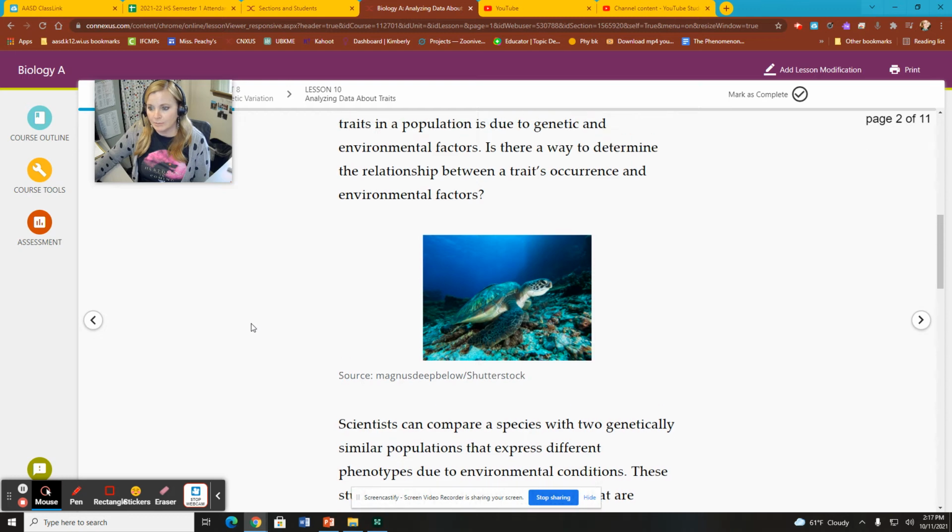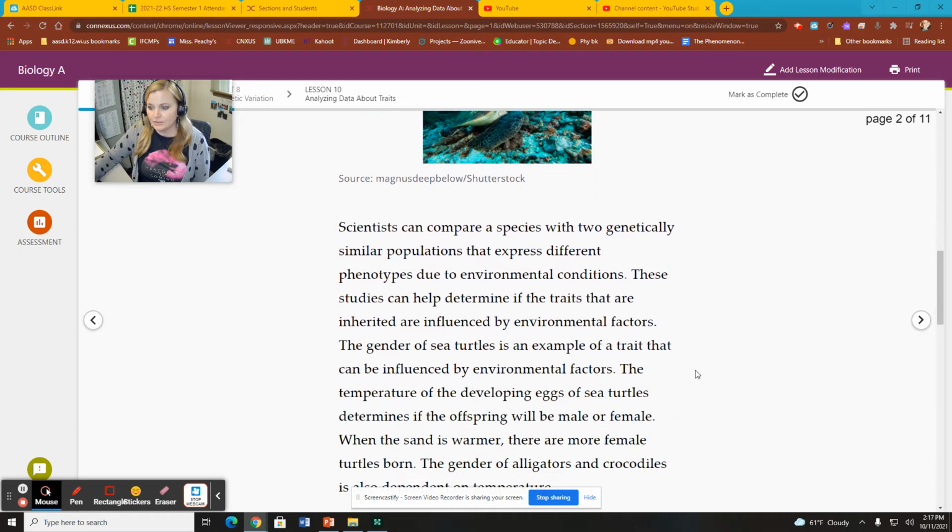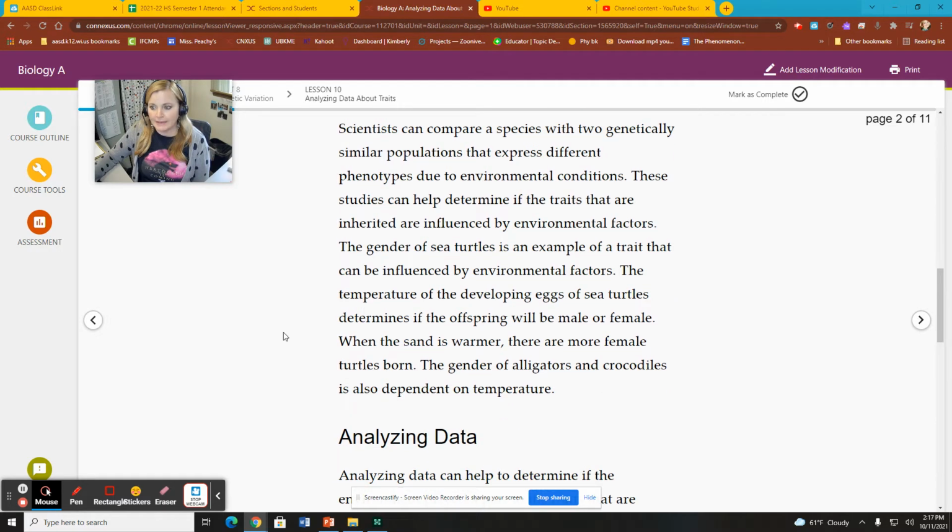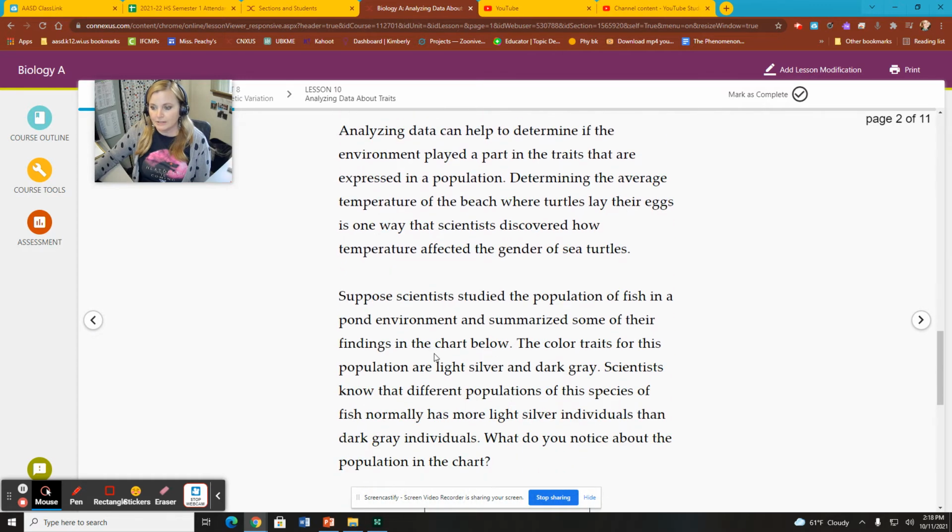For example, they talk about sea turtles here. One of the traits, gender, is an example of a trait that is influenced by environmental factors. The temperature of the eggs when the sea turtle eggs are incubating determines whether the embryo inside is going to develop into a male or a female. When the sand is warmer, there are more female turtles born, and when the sand is colder, there are more male turtles formed. So we know this to be a trait that is influenced by temperature. And it says the gender of alligators and crocodiles is also dependent upon temperature.